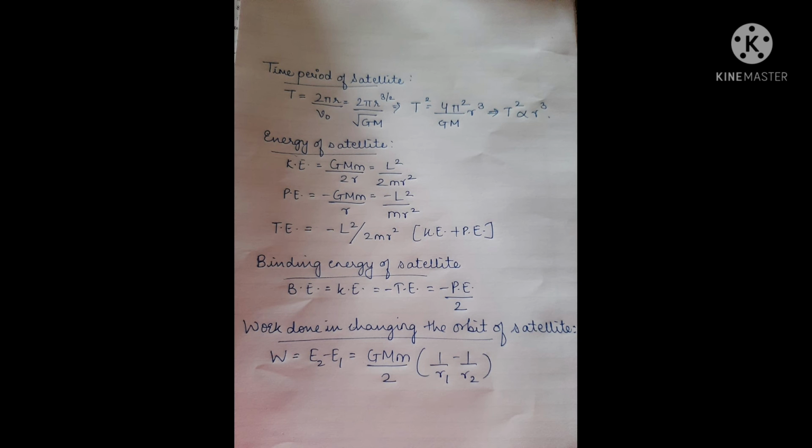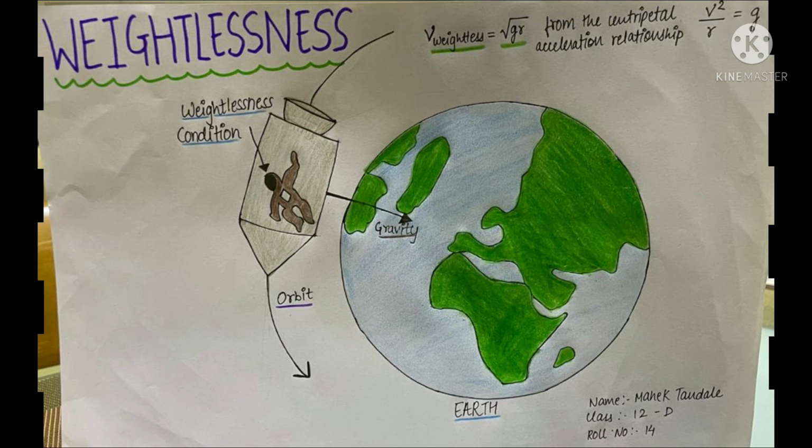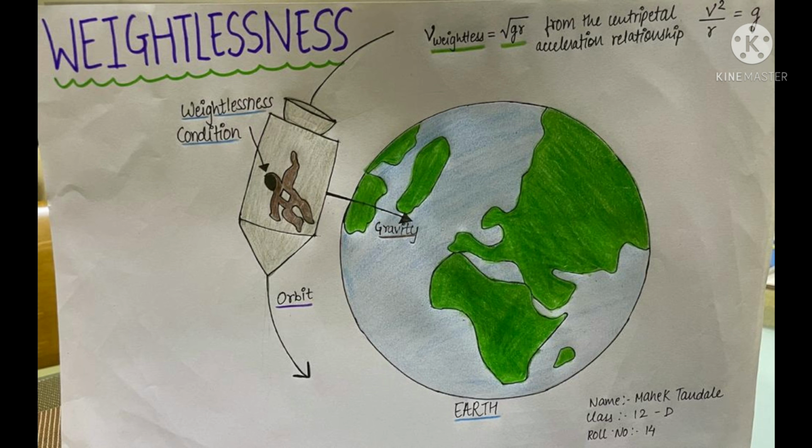Time period of a satellite is equal to 2πr upon v0, where v0 stands for orbital velocity. Energy of a satellite is equal to minus L squared upon 2mr squared, which is the total energy. Binding energy of a satellite is equal to the negative of the total energy, which is half the negative of the potential energy, and work done in changing the orbit of a satellite is equal to GMm upon 2 into (1 upon R1 minus 1 upon R2).